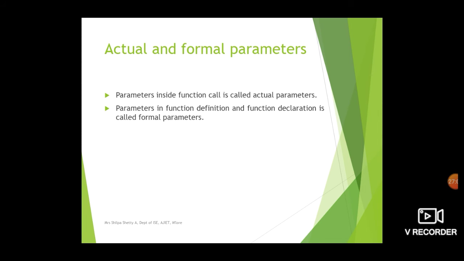So these are actual parameters. But when you define the function, you may define it as int add, int x, y. When you write like that, the a value will be copied to x and the b value will be copied to y. So x and y are the parameters in the function definition, and these are called formal parameters. The parameters in the function call are called actual parameters. The parameters in the function definition or declaration are called formal parameters.